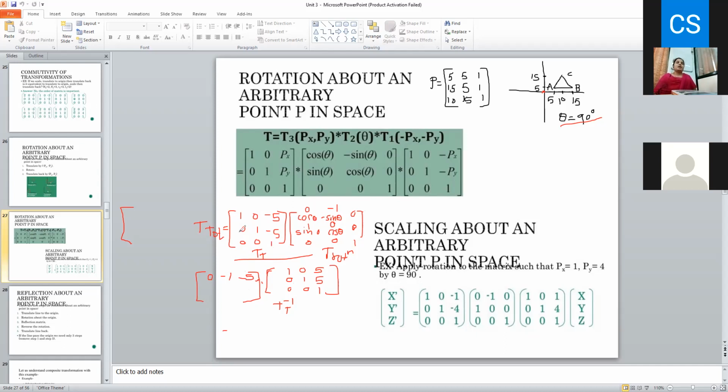Okay. Then the second row, first column: 0, 1, 1 as it is. Then this row and second column, 0, 0, 0. And this row and third column is minus 5. Then comes third row, first column, all zeros. Third row, second column, all zeros. And third row, third column, 1.